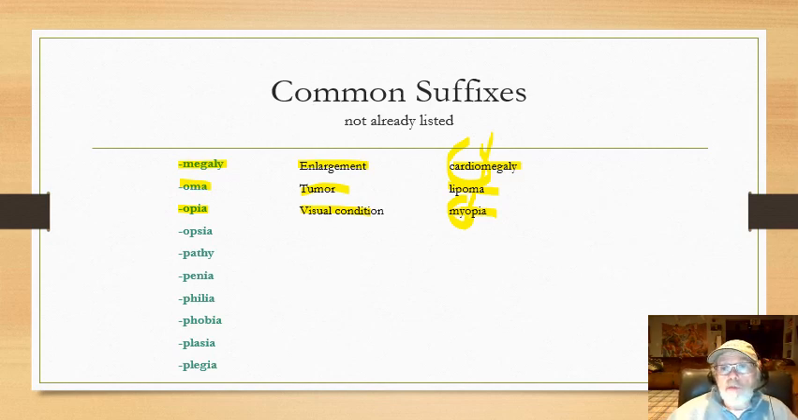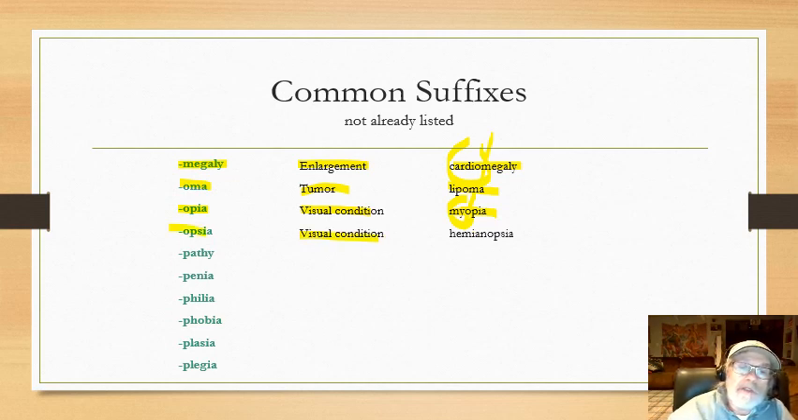Amblyopia. When people have what's called a lazy eye, where one eye is visually weaker, basically that's called amblyopia. What they do is patch the good eye to try to strengthen the bad eye. So you've probably known somebody who had a patch on one eye, and they put the patch on the good eye to try to make the bad eye better. And opsia is also a visual condition.